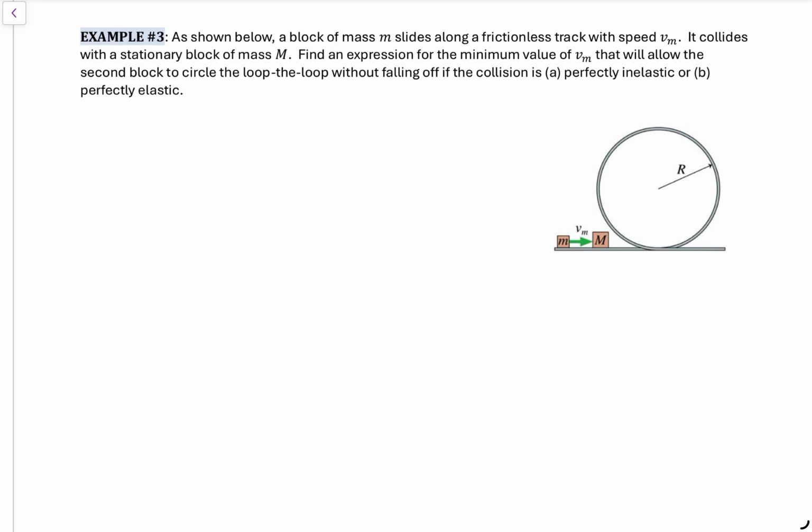All right, for this particular example, we are going to analyze this scenario shown in the figure here. I really like this problem because it ties together a number of different things that we've done so far this semester. It actually has two parts to it. The first part is looking at the collision that's going to happen and assuming that it's perfectly inelastic. And then part B is assuming that that collision is perfectly elastic.